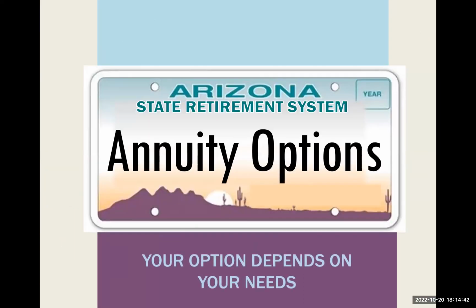All right, in this section, we're going to be discussing the 7 different annuity options that are available to you at the time of your retirement. But we want you to consider these 2 important questions when making your decision. Number 1, how much money do you want at retirement? And number 2, do you want or need to leave money to a beneficiary? There are 7 options for you to choose from, but you can only elect one.